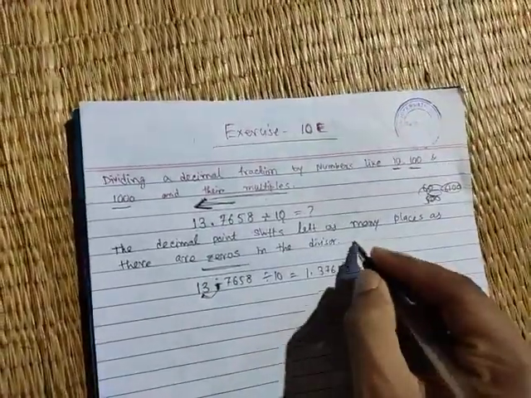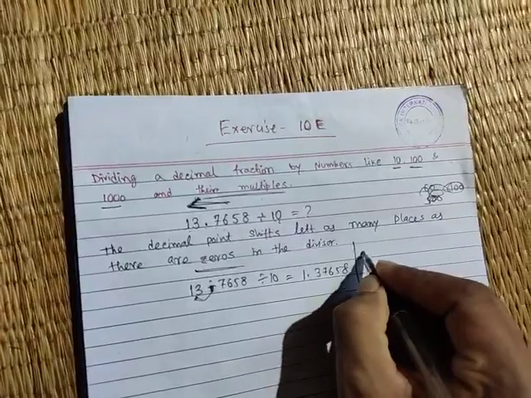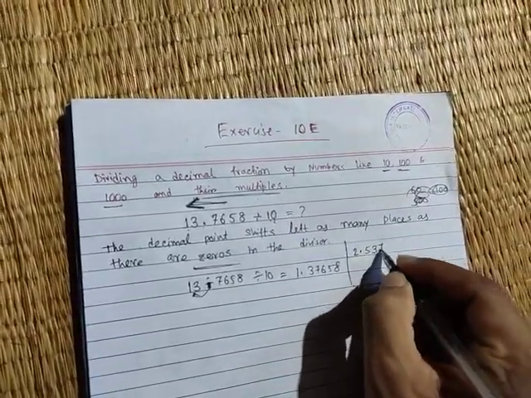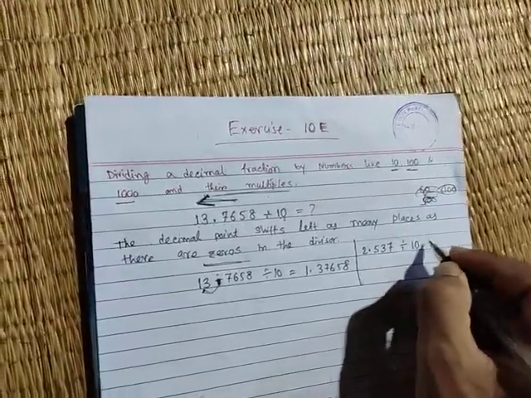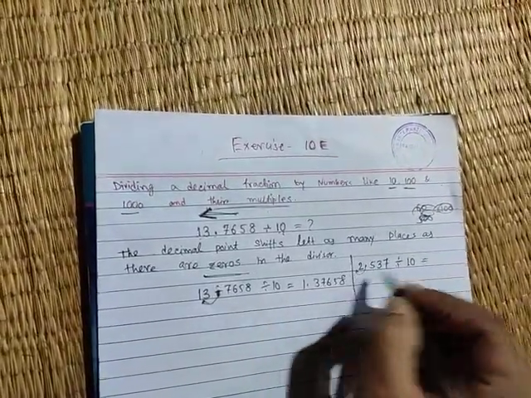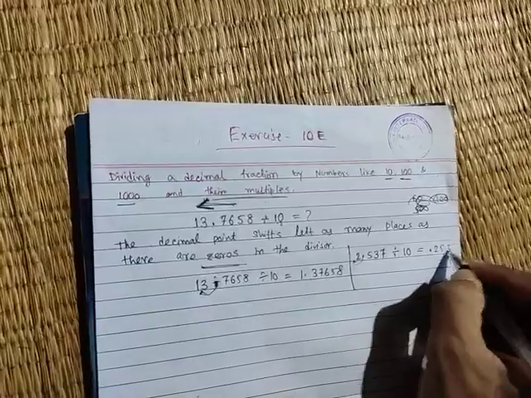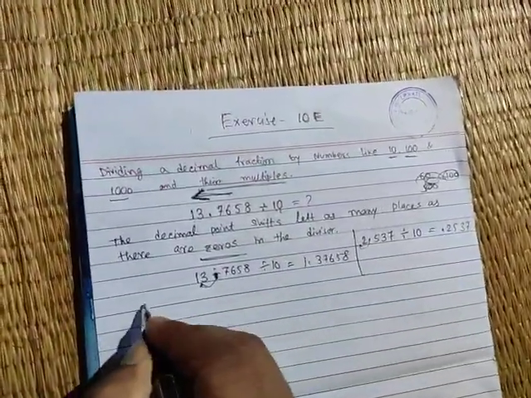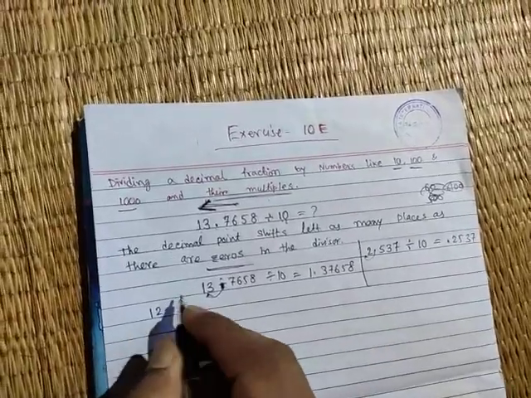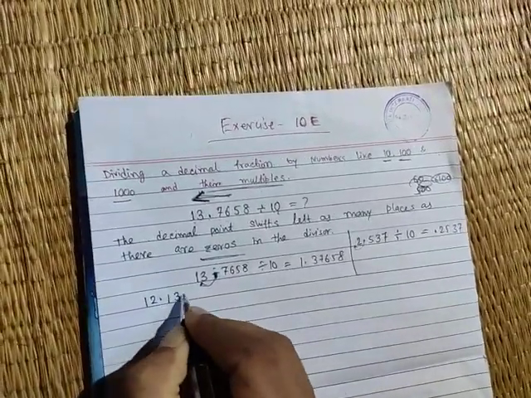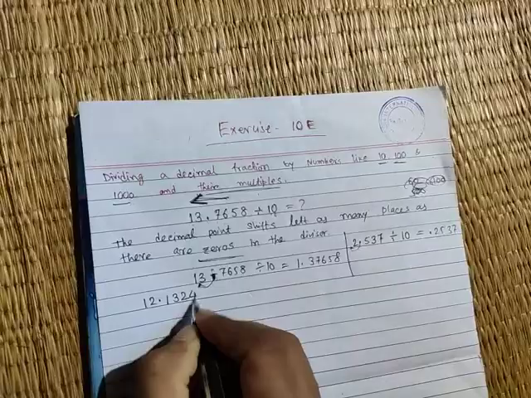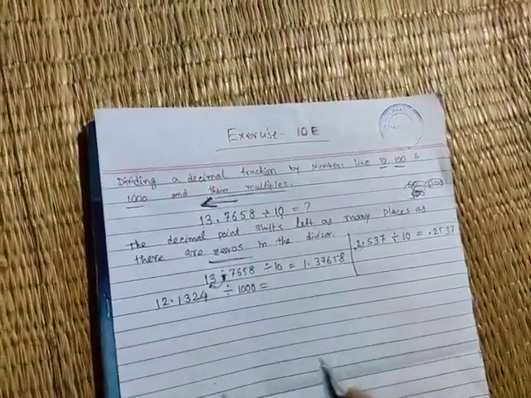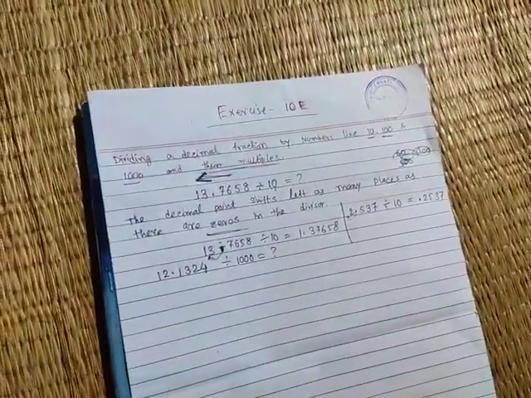Another example, suppose 2.537 divided by 10 is equal to, so the decimal point shifts here, it will be 0.2537. Okay, acha, now if I have a number like this, 12.1324 divided by 1000, then what will be the answer?